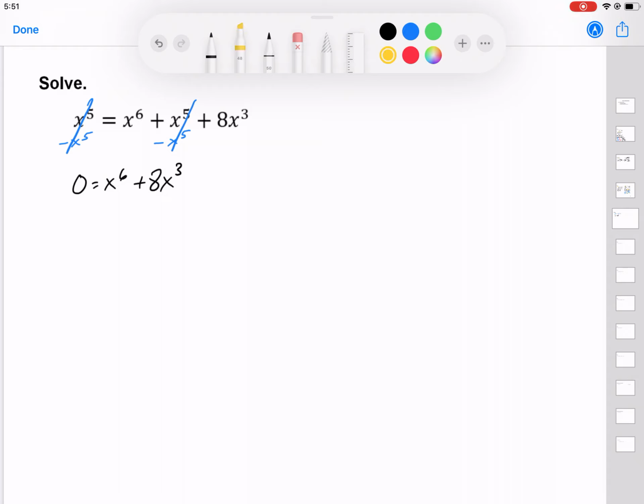Now this one is to the 6th power, which means there should be 6 solutions. They don't have to necessarily be distinct solutions, but there should be 6 of them. It's going to be important in a second.